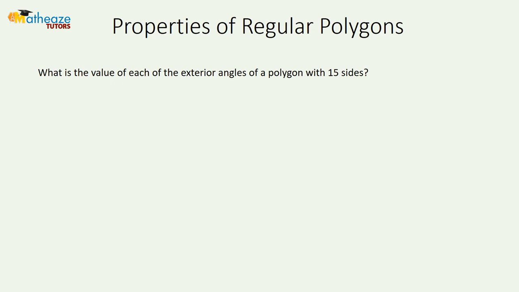What is the value of each of the exterior angles of a polygon with 15 sides? So the value, let's say x, is going to be equal to 360 degrees divided by n. Here, n is equal to 15. So x is going to be equal to 360 degrees divided by 15. When you divide this, you will get 24 degrees. So for this polygon with 15 sides, each of the exterior angles will be 24 degrees.